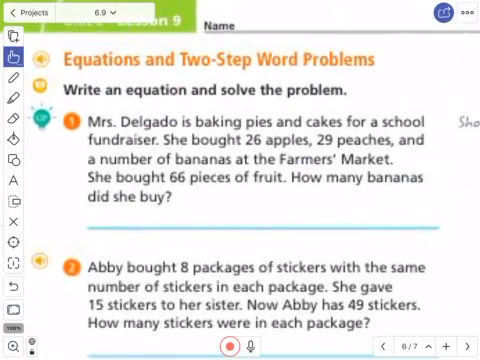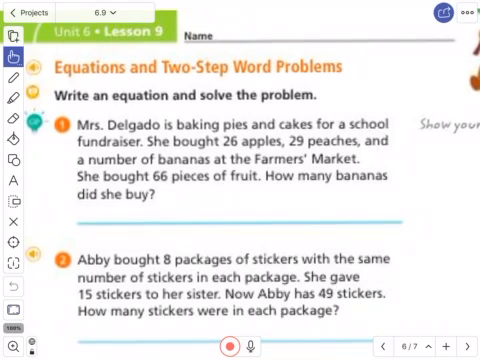Then up on the top, let's read the orange. Equations and two-step word problems. So read with me here: write an equation, and solve the problem. Okay, so I might be using pictures. I'm going to definitely be using equations. I'm going to be doing all of that.